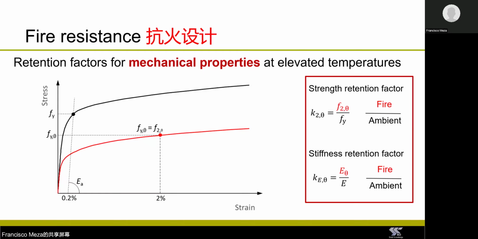Now, this is the same for carbon steel and stainless steel. But for carbon steel, if you look at the strength at a 2% strain at ambient temperature, you will see that it is the same as the yield strength because of the yield plateau of carbon steel. Now, for stainless steel, because of its significant strength hardening, at ambient temperature, the strength at 2% strain is going to be higher than the 0.2% proof strength. Which means that by defining the yield strength at elevated temperatures as the strength at 2% strain, you will be able to take advantage of the strength hardening.